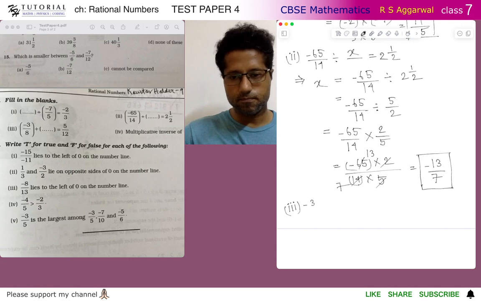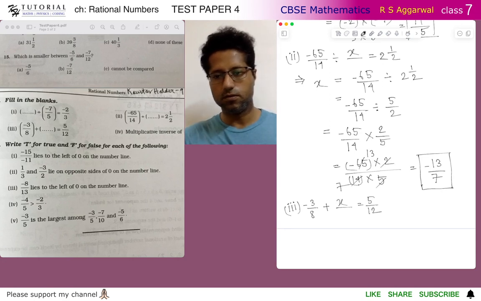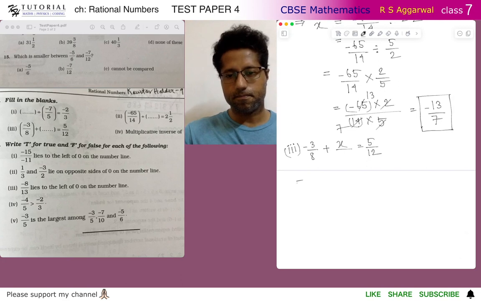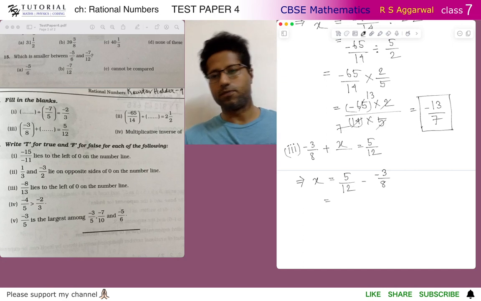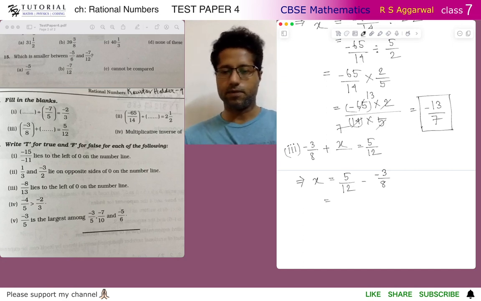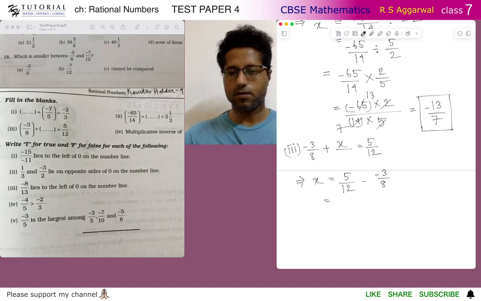Minus 3 by 8 plus blank equals 5 by 12. So if we consider the blank value as x, then we get that x is equal to 5 by 12 minus 3 by 8. So this is a subtraction of two rational numbers, and we know that subtracting a rational number is equivalent to adding the additive inverse of that rational number. So if we have to subtract minus 3 by 8, we will add the additive inverse of minus 3 by 8, which is 3 by 8.